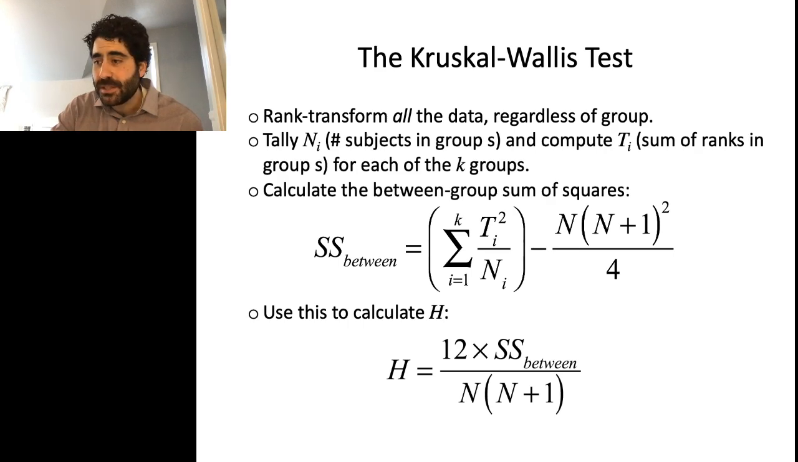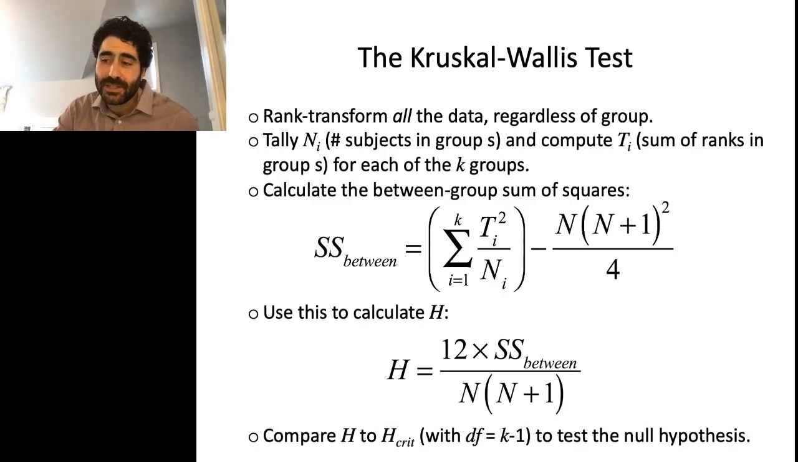So we can just use this formula here. Again, we compute this SS between, plug it into this formula, and it'll give us this H statistic, which is kind of like the F ratio, right? But this is now the rank version. And again, we're going to compare H to some critical value. And the degrees of freedom here, just like in the regular one-way ANOVA, is the number of levels minus 1.